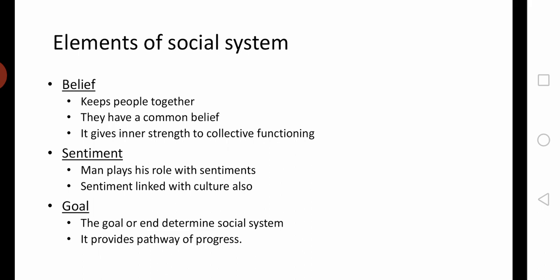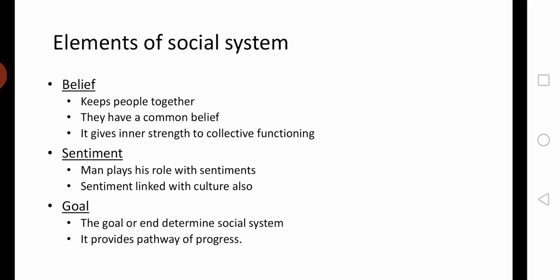Next is sentiment. Man plays his role with sentiments. This sentimental approach also can make the system grow. The sentiments are also linked with the culture of each person. If some person is very sentimental and the other person does not understand what he is expressing, then the system gets destroyed. So sentiment has its own role.